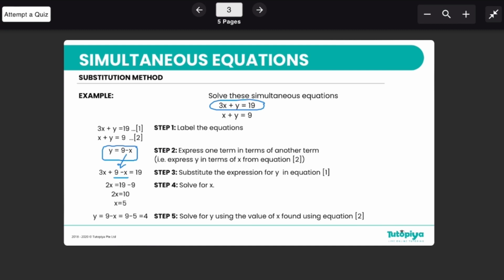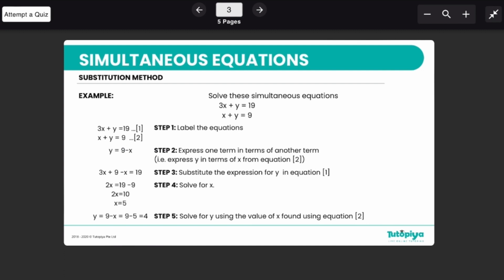So by doing that, in the next line, I have subtracted the x from 3x and got 2x, and I have moved the 9 over to the right hand side so that I have 2x is equal to 10, and then I can divide both sides by 2, resulting in x is equal to 5, right?